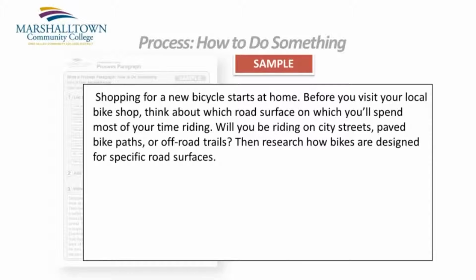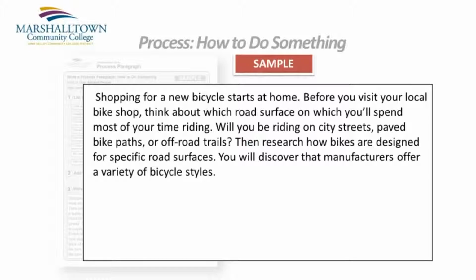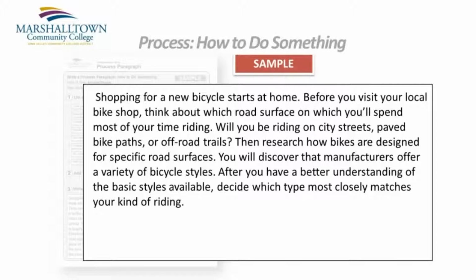Then research how bikes are designed for specific road surfaces. Notice the transition word "then." You will discover that manufacturers offer a variety of bicycle styles. After you have a better understanding of the basic styles available, decide which type most closely matches your kind of riding. Notice the transition word "after."